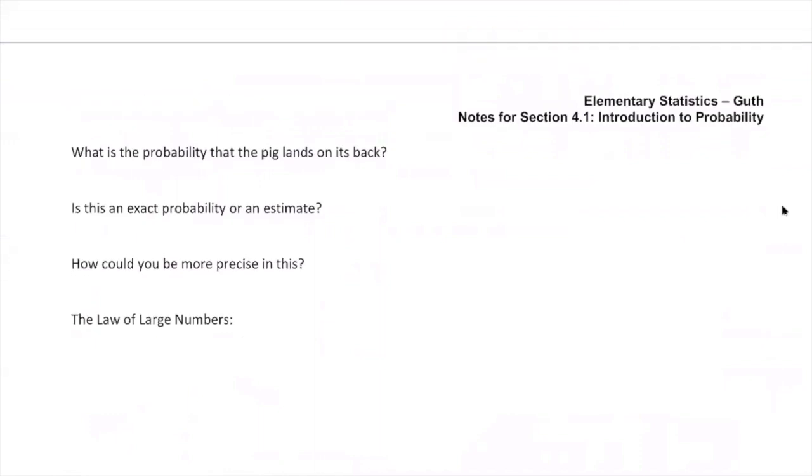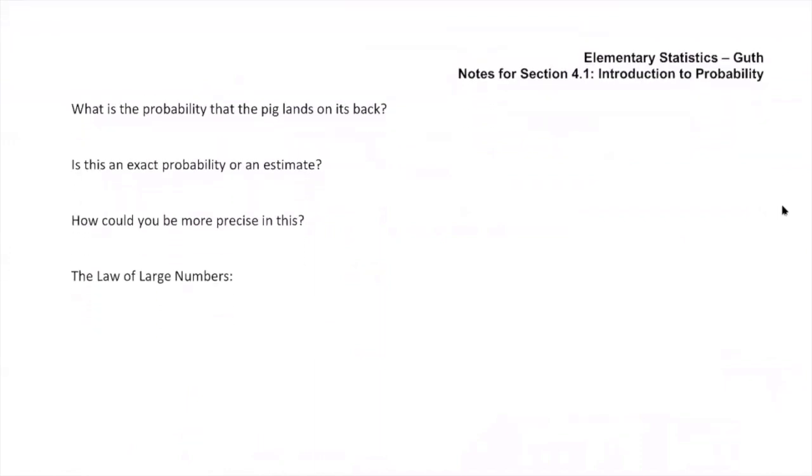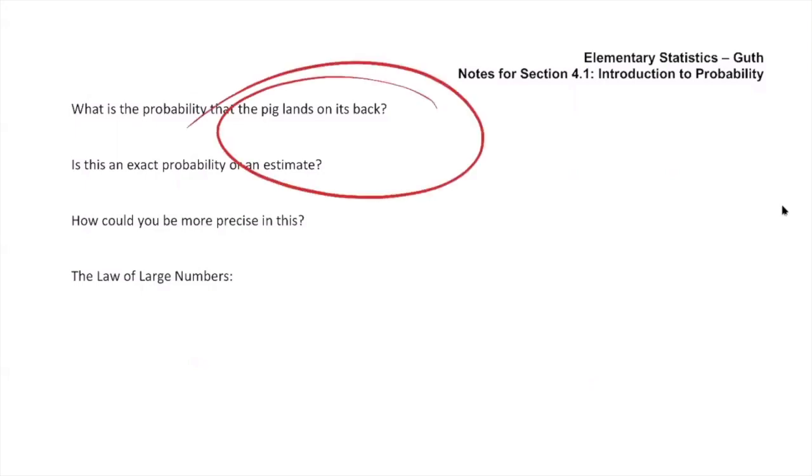Now, when it says here, what's the probability that the pig lands on its back? What do you think? Are we going to be estimating this, or do we know the probability? Go ahead and answer what you think the probability is right here for the pig landing on its back.